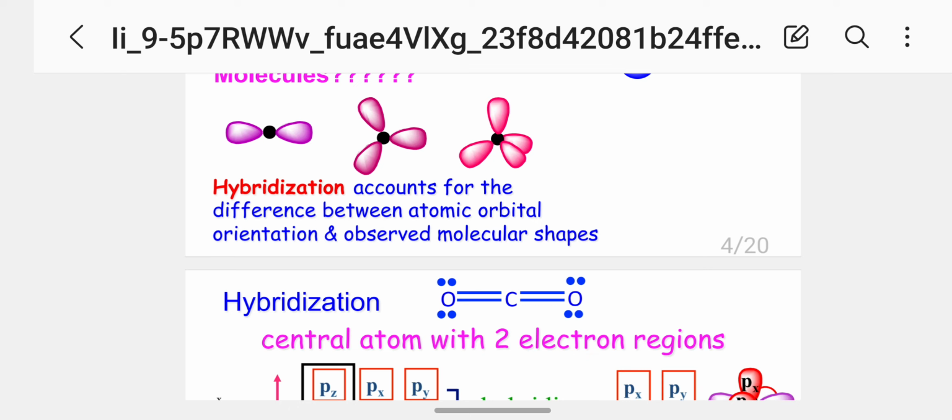So hybridization mainly accounts for a difference between atomic orbital orientation and observed molecular shape. So the general idea of hybridization about molecules is the basic difference between atomic orbital orientation and the observed molecular shapes of elements.